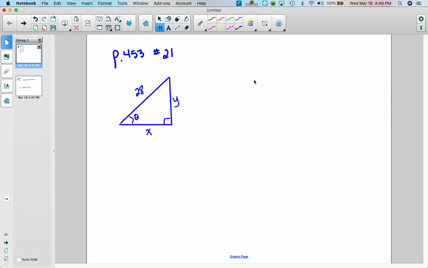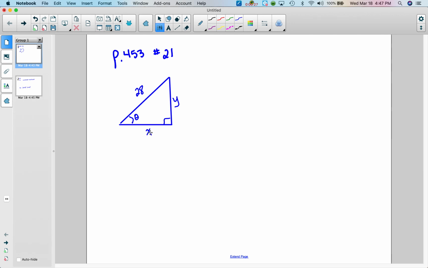For some of the homework problems on page 453, 454, numbers 22, 30, and 32 were homework problems. So I'm going to do some problems that are like that. On this particular problem, we're expressing x and y in terms of a trig ratio. So that means we need to get something like x equals something and y equals something.